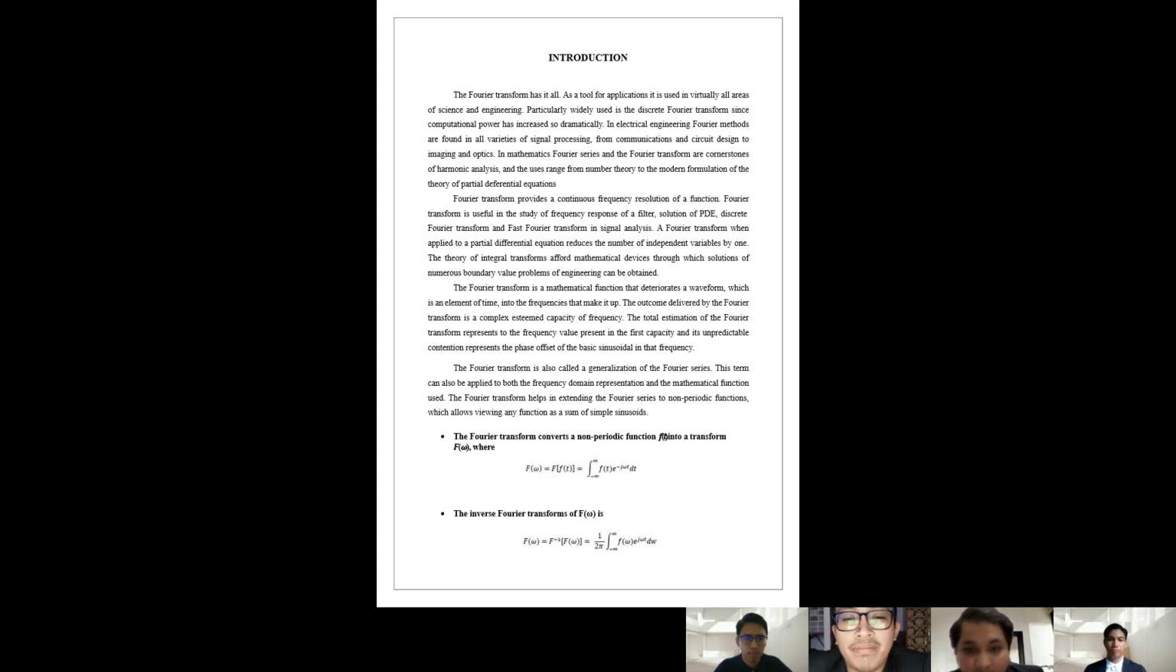The Fourier transform converts a non-periodic function f into a transform form F of omega, which is widely used, especially in electrical engineering. One example of converting a non-periodic function is F of omega equal to the integral of f of t e to the power of minus j omega t dt from negative infinity to infinity. The inverse Fourier transform is F to the power of -1 of F of omega, which is equal to 1 over 2 pi times the integral from negative infinity to infinity.